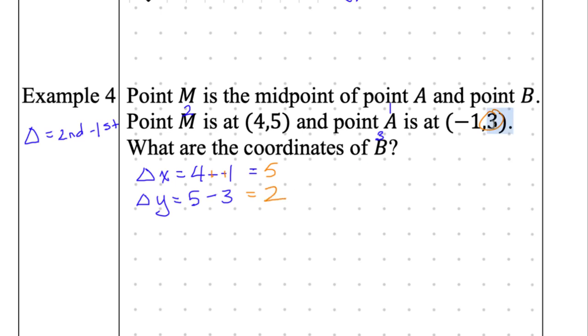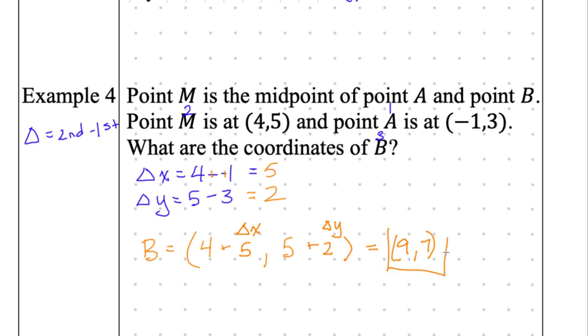Okay, so I have the total change, and starting at point M, how much farther do I go? I go another 5 in the x-coordinate. So B has the coordinates: I start at 4 and 5, then add delta x, which is 5, and delta y, which was 2. So our new coordinates are 9, 7, and that's our final answer. Box it. And that concludes the updated version of Geometry Notes 7-2.